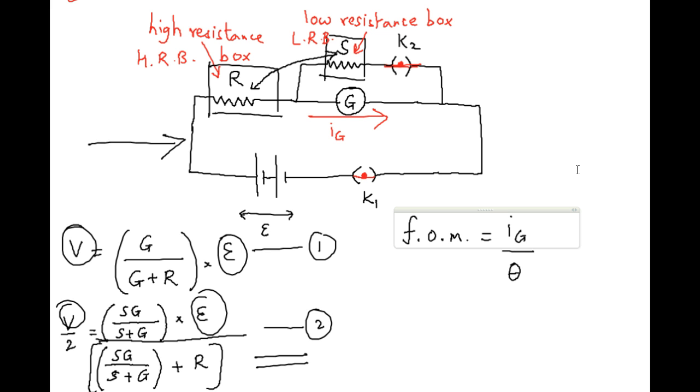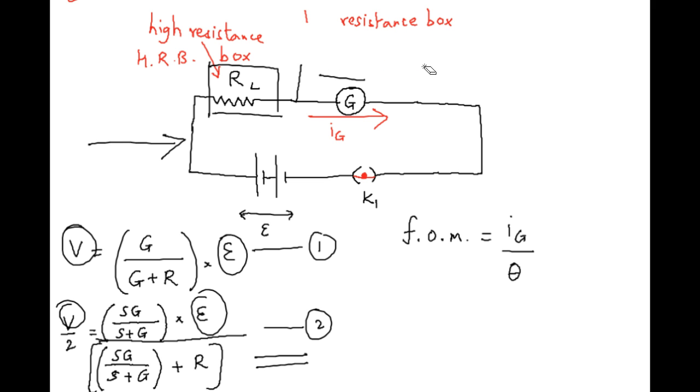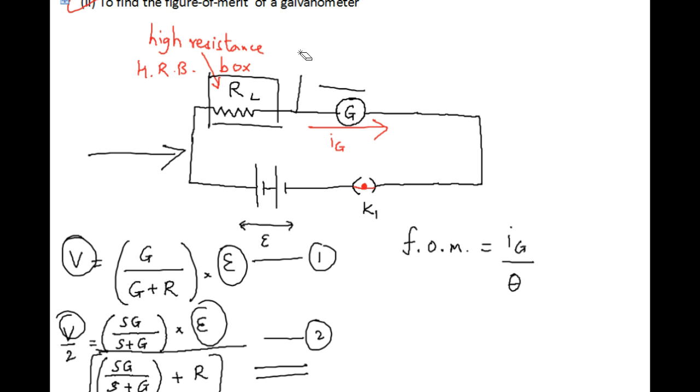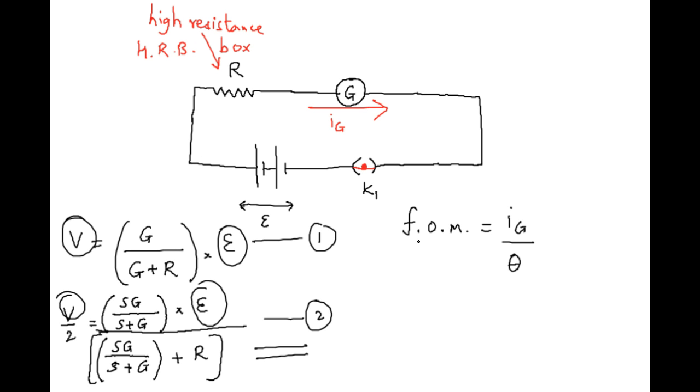Now to find the figure of merit, it's only the first part of the experiment which is relevant. The second part is not relevant, and therefore I will just remove this, because that part of the circuit is redundant. It doesn't have any function in the second part of the experiment. Okay, so in the first part of the experiment you are passing a current IG which flows through R as well as through the galvanometer, and you're supposed to figure out the figure of merit, which is IG divided by theta.